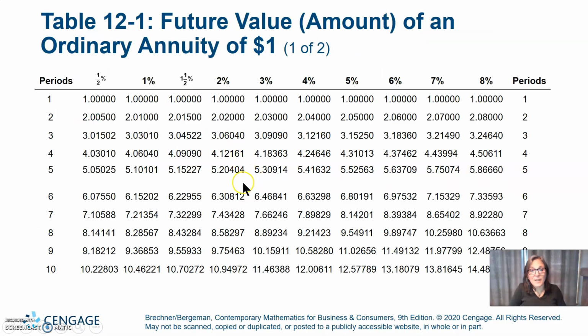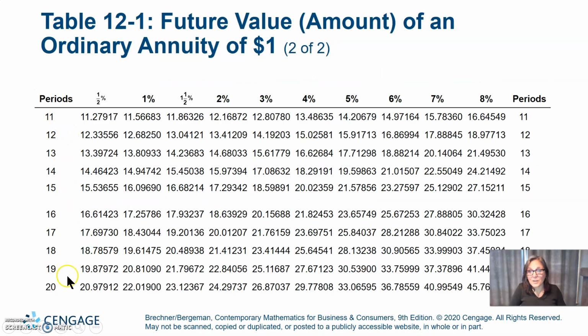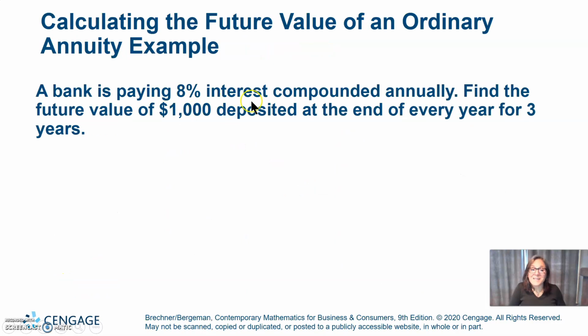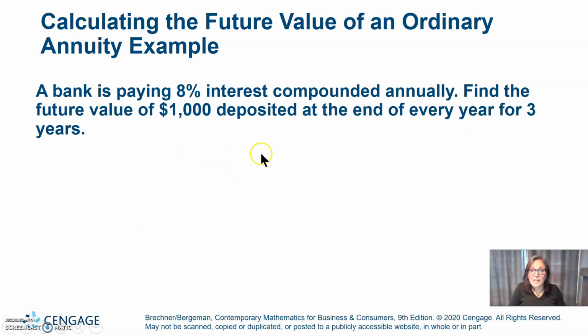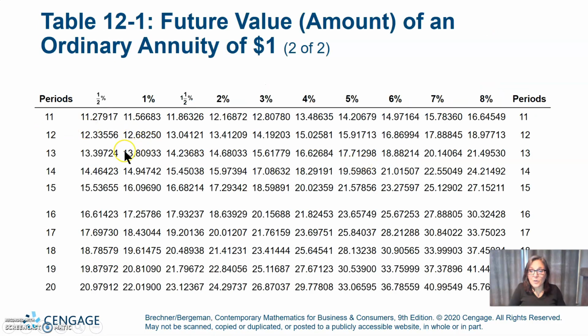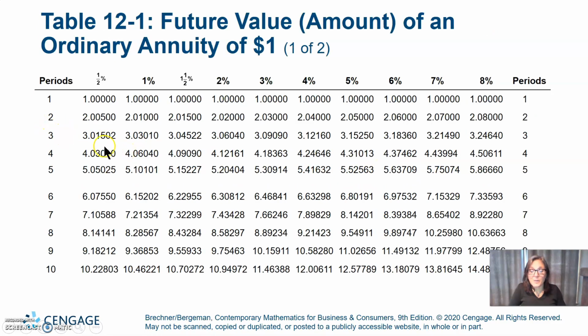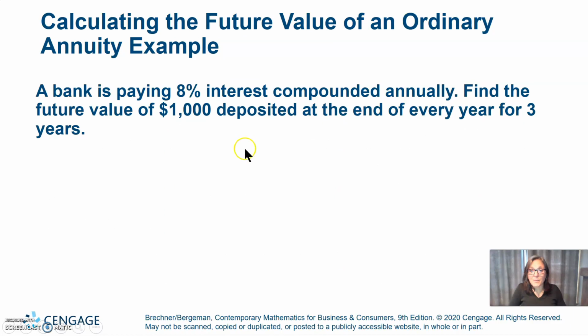So here are the tables and here are the factors. This goes through 10, and the second half of the chart table goes to 20, up to 8%. So here's the same example, but now we're going to look it up. If we go 8% for 3 years, we go to 3 periods because it's annually, and we go to 8% because it's annually. It's 3.24640.